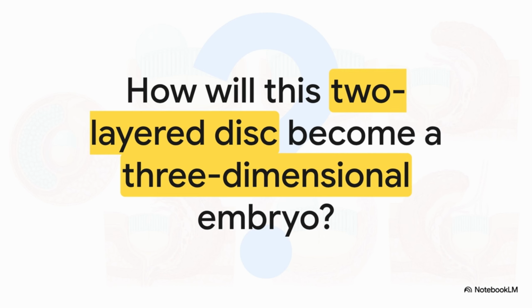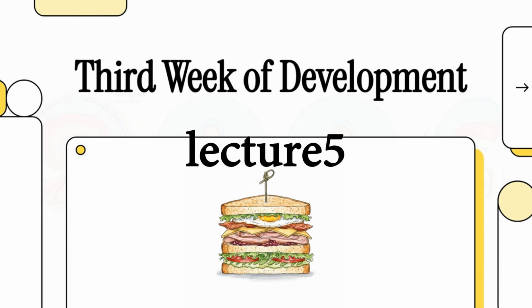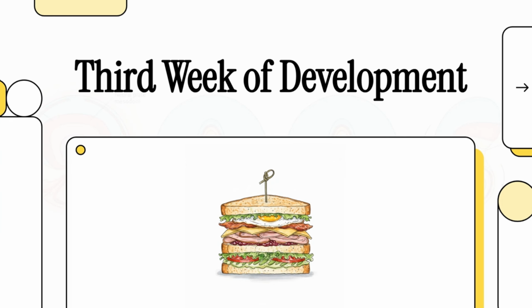So the big question is, how on earth does this simple little plate transform into a complex, 3-dimensional body with a head and a tail, a front and a back? Well, the answer to that lies in week 3, with a spectacular process called gastrulation. The third week of human development is just incredibly transformative. In just 7 short days, a simple 2-layered disc completely reorganizes itself into a complex 3-layered structure.